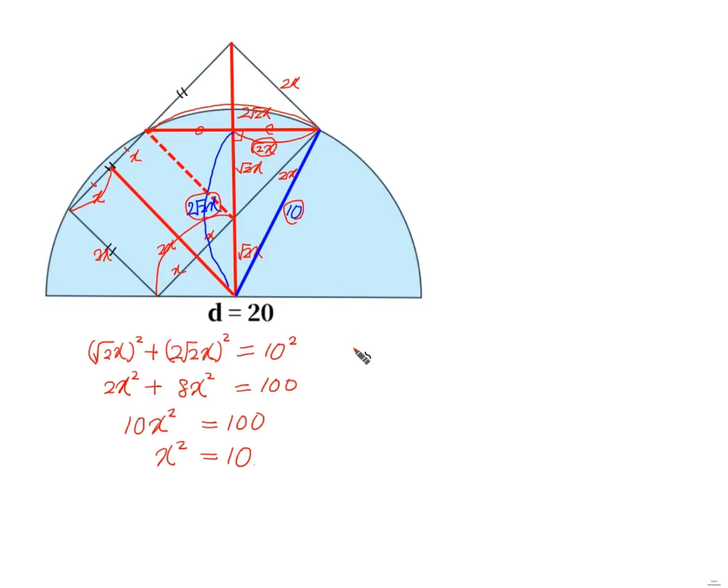So the area of the rectangle is 2x times 4x, equal to 8x squared. 8 times 10 equals 80. This is the answer. Thank you.